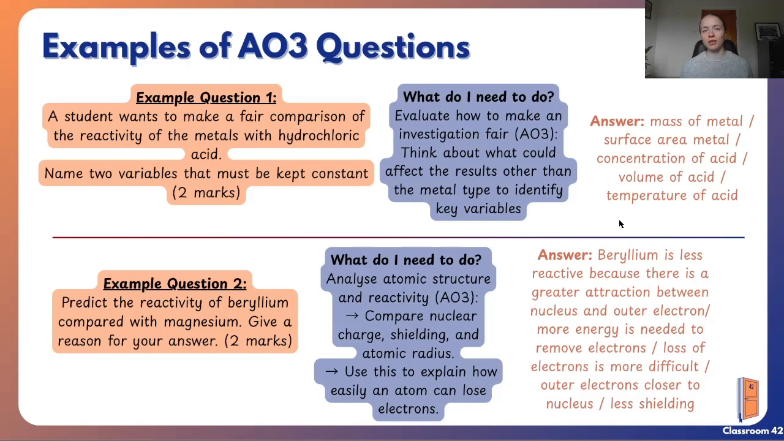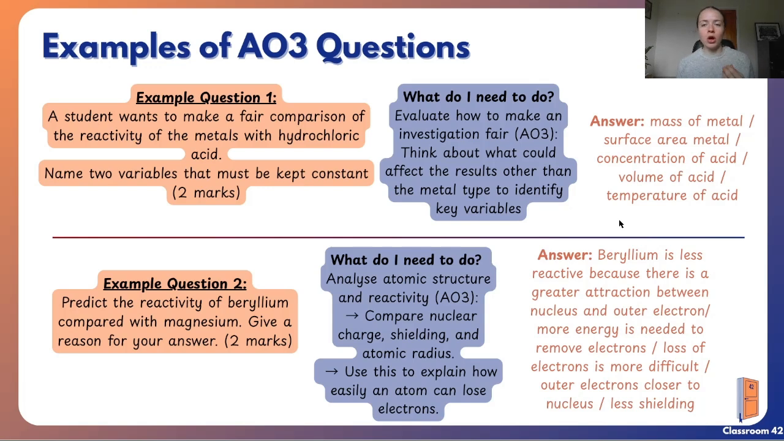So here are some examples of some AO3 questions. So example 1, a student wants to make a fair comparison of the reactivity of metals with hydrochloric acid and name 2 variables that must be kept constant. So this is going back to our required practicals, which we looked at earlier in the video, and often these will be related to AO3 points because you've been given a method. It will usually be in more detail than this, and you need to go ahead and identify some control variables in this instance.